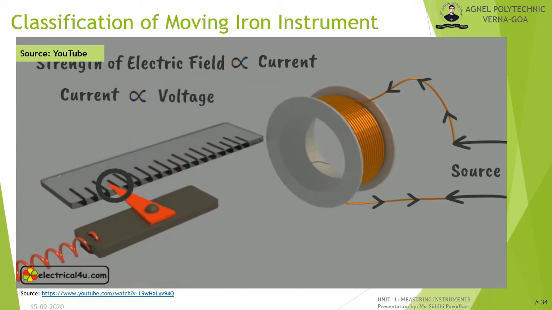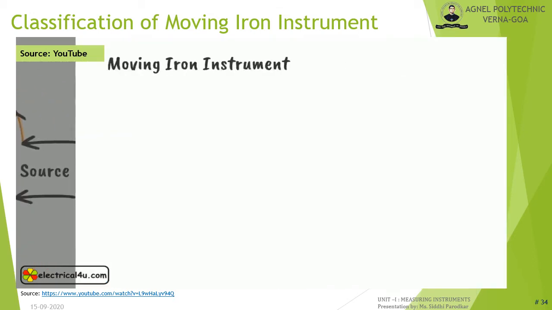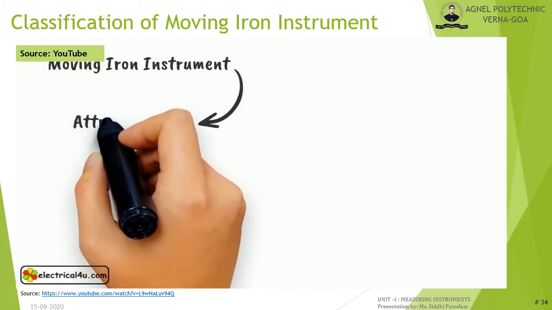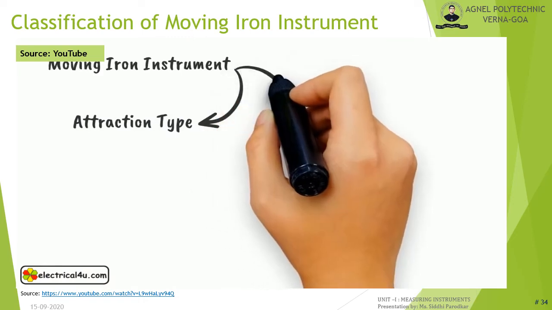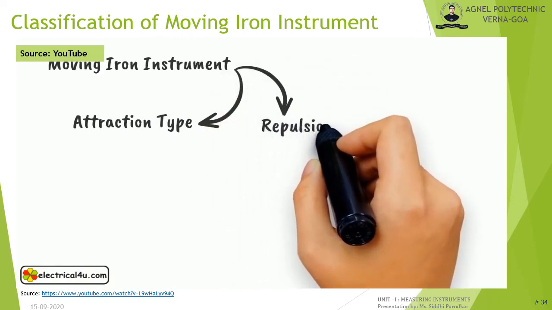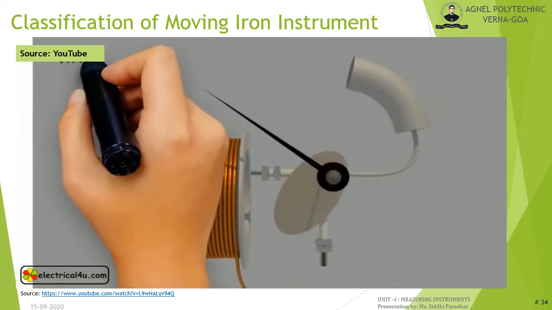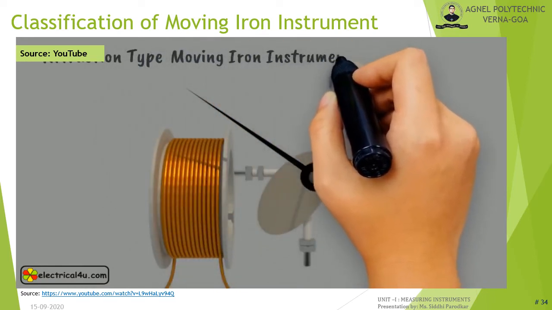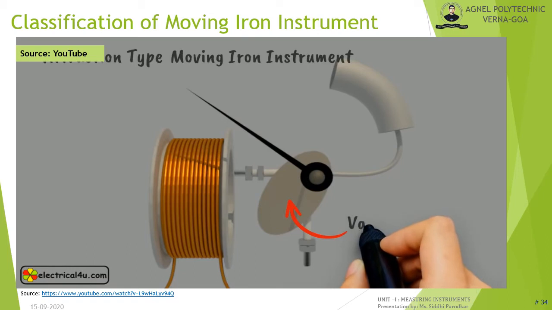As the current is proportional to the voltage of the source, it can also measure or indicate the voltage of the source. The moving iron instrument is mainly classified as two types. One is the attraction type instrument and the other is the repulsion type instrument. Now let us come to the attraction type moving iron instrument.